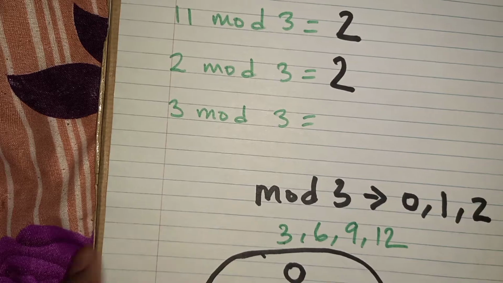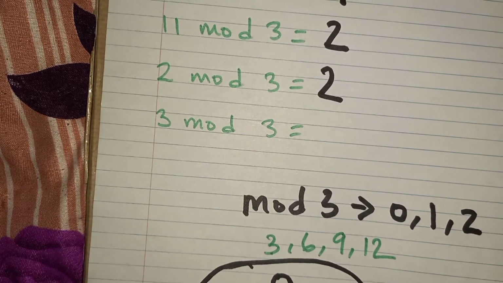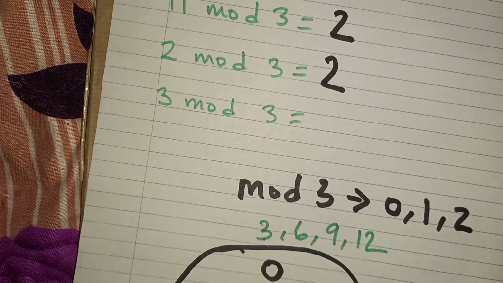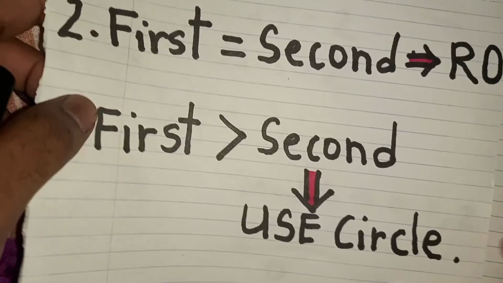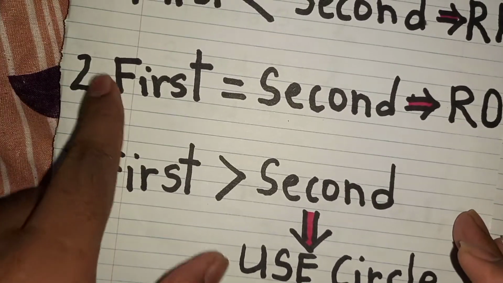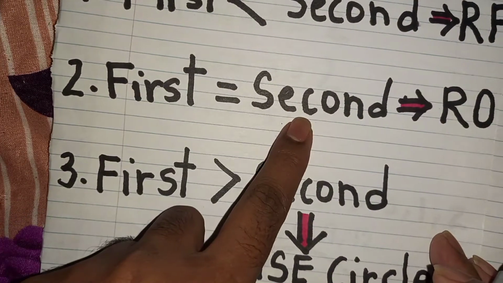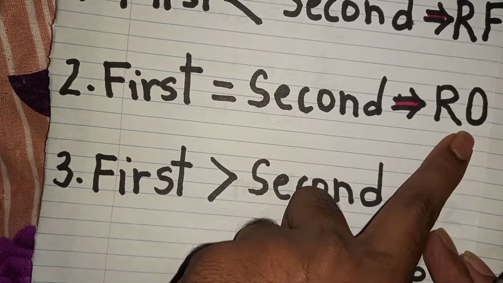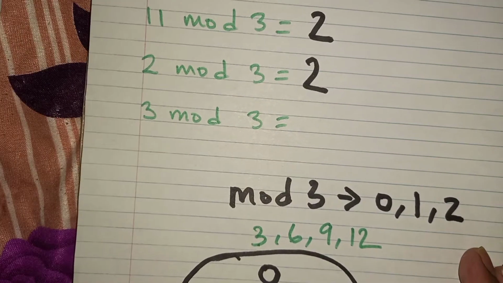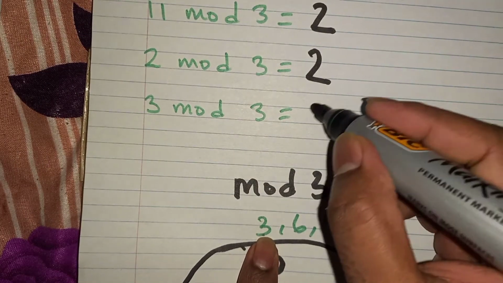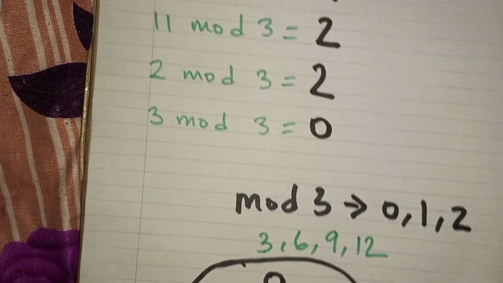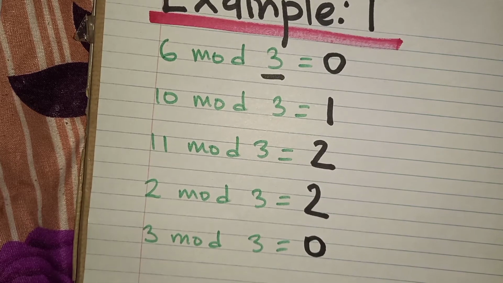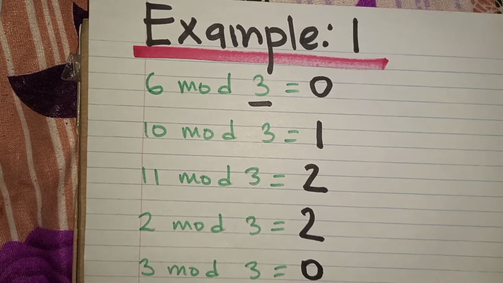Right? And then the last one, we have 3 modulo 3. Now 3 modulo 3, the rule that fits that question is the second rule. The first number is equal to the second number. So when that happens, the remainder is 0. There is no remainder, right? So the remainder here is 0. Okay. So this is how we do it.